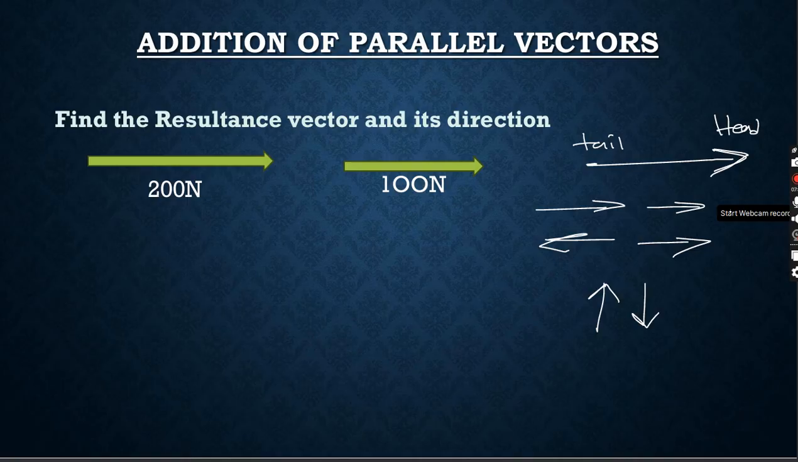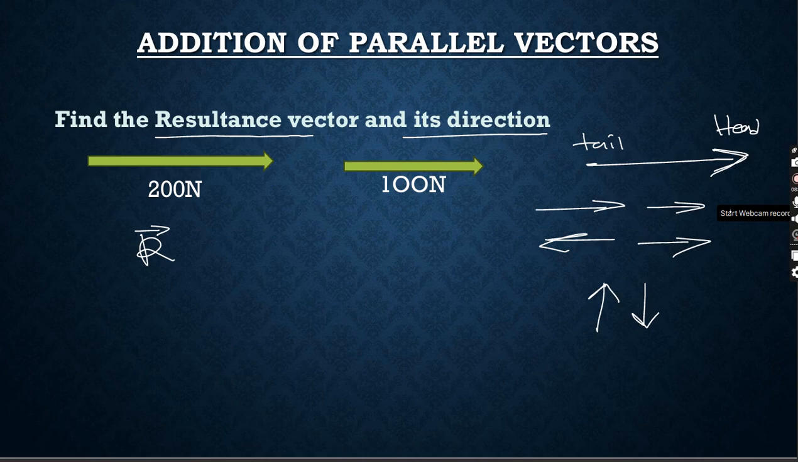Okay, so here is the question. Find the resultant vector and its direction. The resultant vector, guys, is the vector which we find by adding two or more vectors, and it is represented by the capital letter R there.